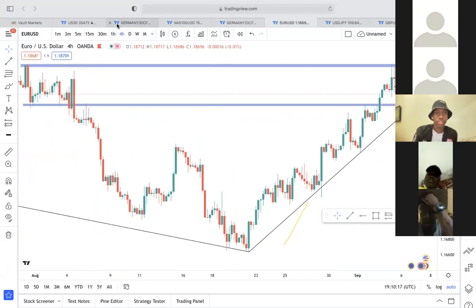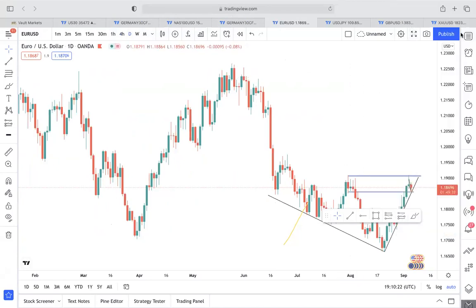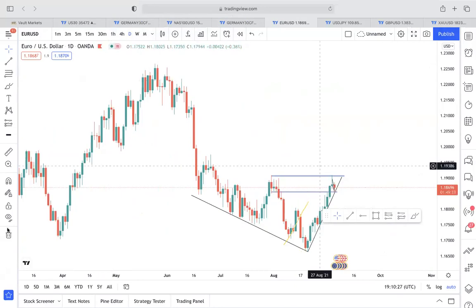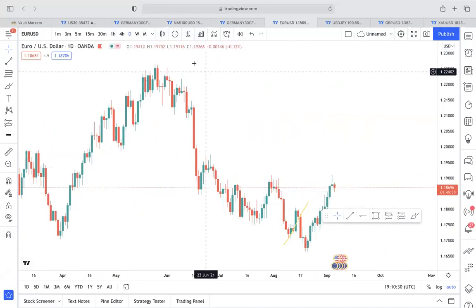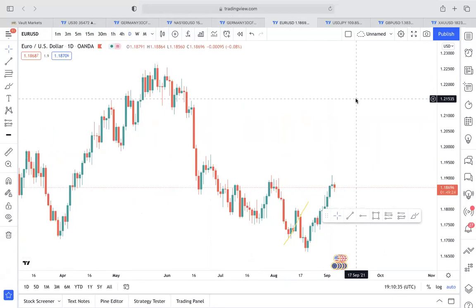Okay, let's go a bit into currencies. I want to delete this yellow drawing. Please be with me, guys. There we go. Okay, currencies. So daily time frame, guys, and even on currencies, we use the same strategy, we analyze the same way.